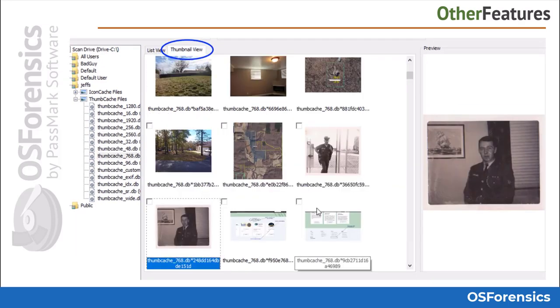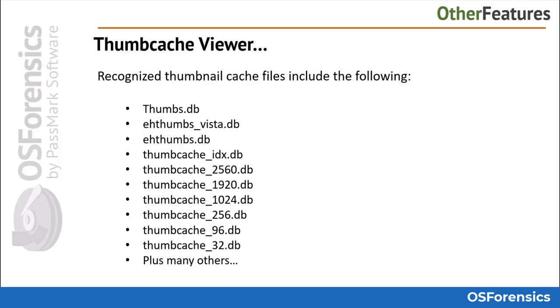It is often easier to review the data in the thumbnail view as opposed to the list view, as shown here. Simply click the Thumbnail View tab to review the thumbnails in this manner. The Thumbnail Viewer supports many different types of thumbnail files as used by Windows over the years. This slide shows many of those supported types.